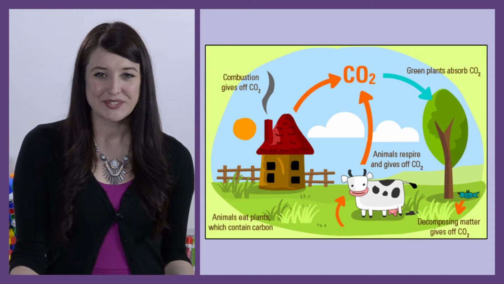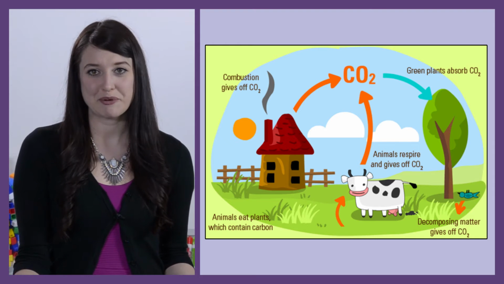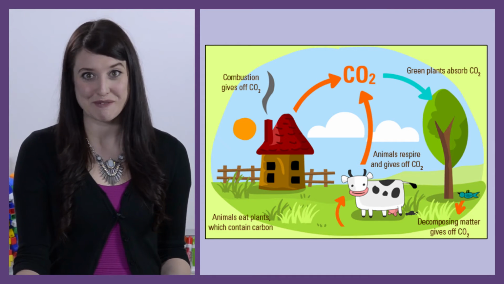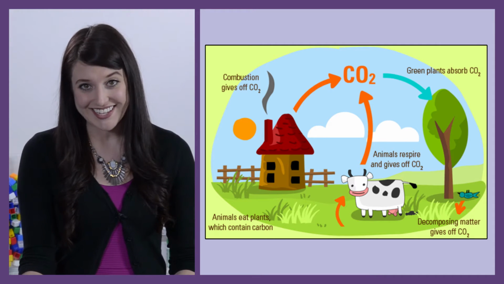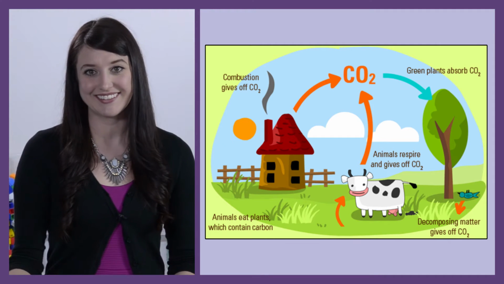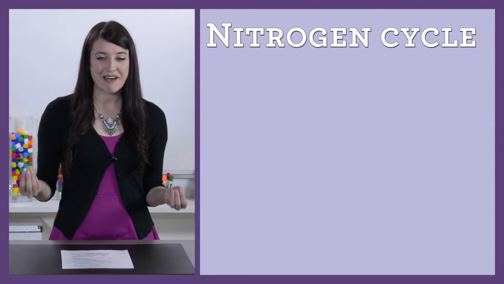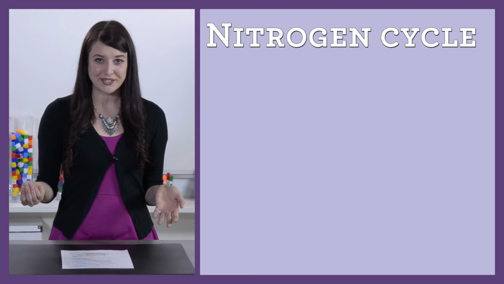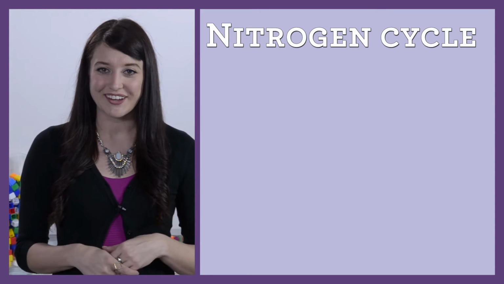Carbon dioxide is also released through the combustion of fossil fuels, which is represented by this house and the smoke coming out of it. This releases the carbon dioxide back into the atmosphere and the cycle continues again. Now let's review the nitrogen cycle and how it relates to matter and energy flow in an ecosystem. We'll start by reviewing the steps of the nitrogen cycle.